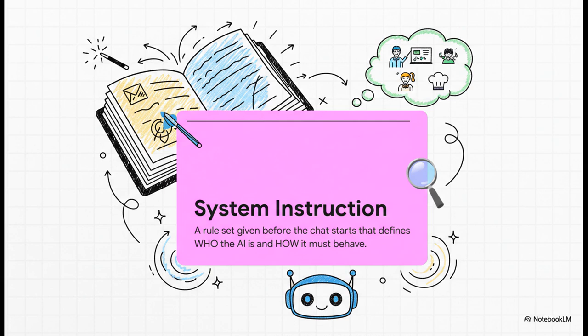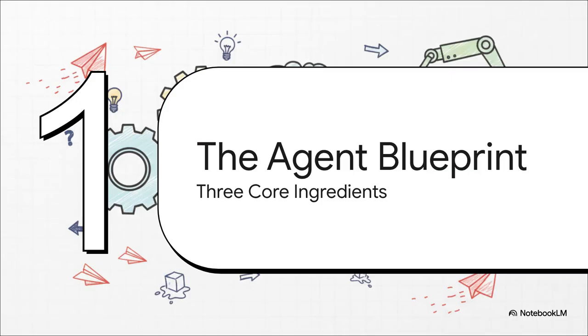So, how does this even work? What's the magic trick? Well, it all comes down to something called a system instruction. It's basically a permanent set of rules you give the AI before you even start the conversation. It defines who the AI is and how it should act, which means you never ever have to repeat yourself again.